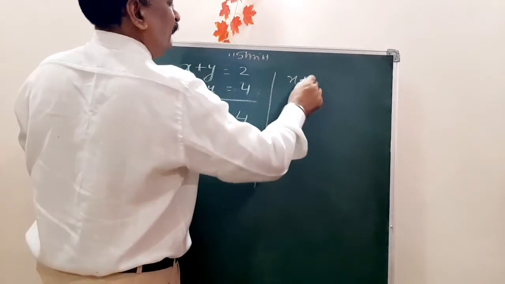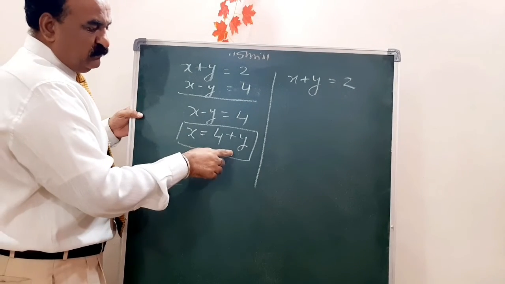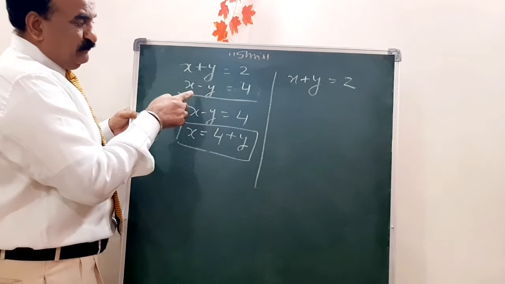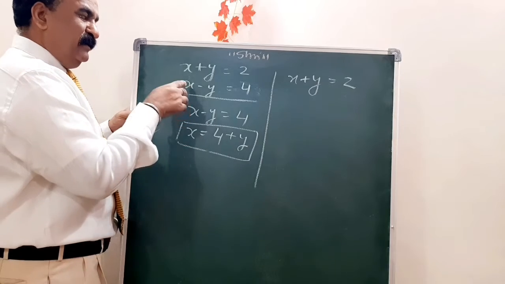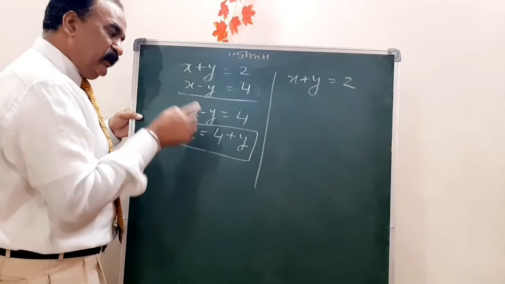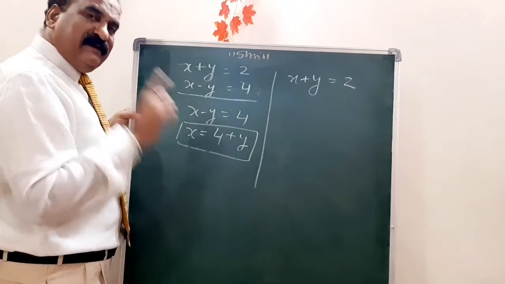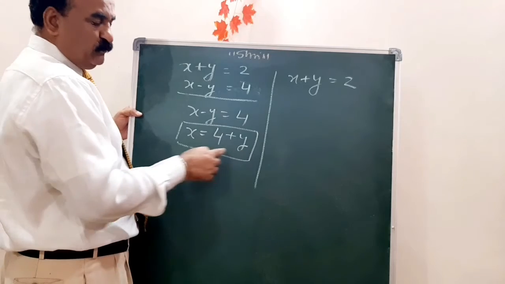So x plus y is equal to 2. So in place of x you can put 4 plus y. What was the problem there? Because you are getting the value x is equal to 4 plus y from this equation, again you cannot put this in this equation. It means you have to put it in the other equation. So x plus y equal to 2. In place of x you can put 4 plus y.